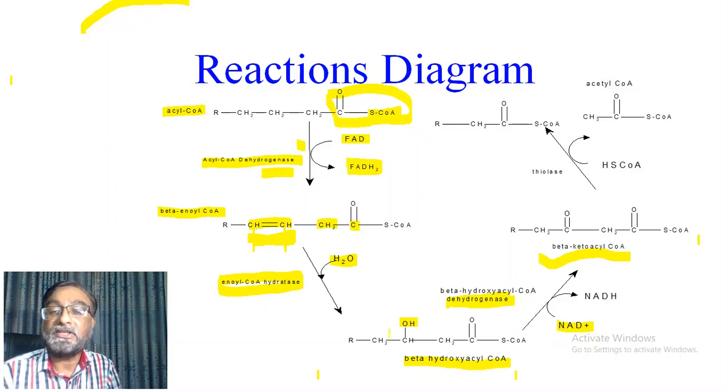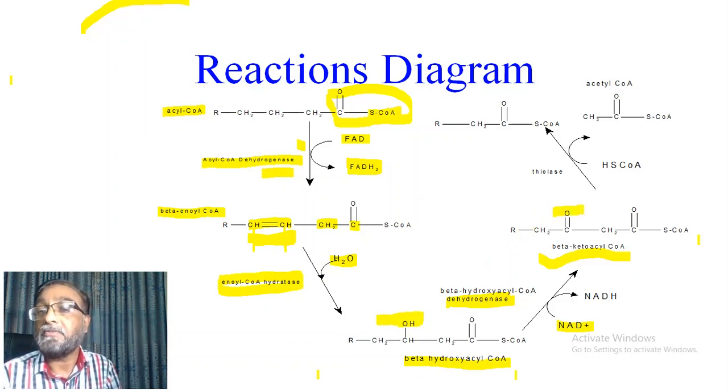In the oxidation process, what is happening is, from this OH, hydrogen is being removed. From this OH, hydrogen is removed. So it's an oxidation process. Look at this one, the hydrogen has been removed from that point.